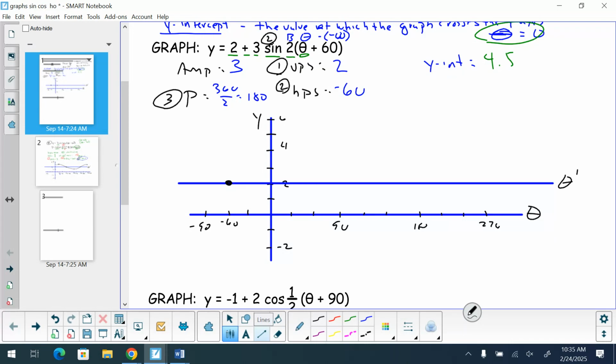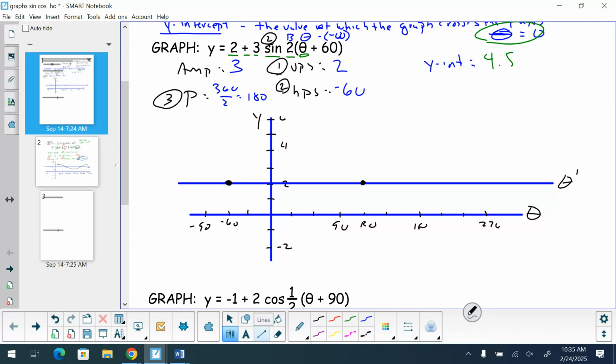Third thing we take a look at is the period, 180. Every 180 degrees, I'll be at the exact same spot. So if I start at negative 60 and I go 180 degrees to my right, what theta value will we be at? 120. At 120, we'll be back on the prime axis.